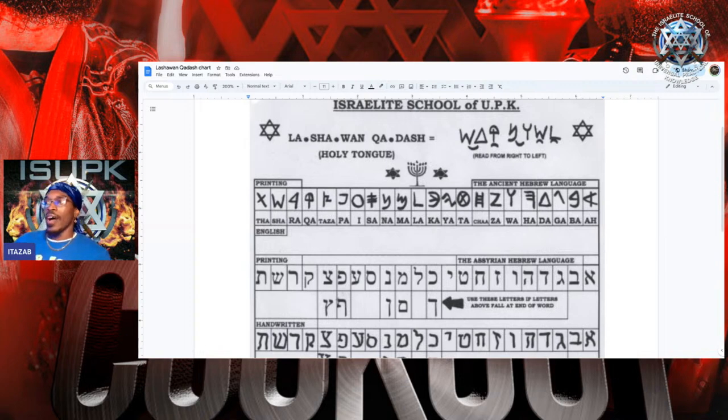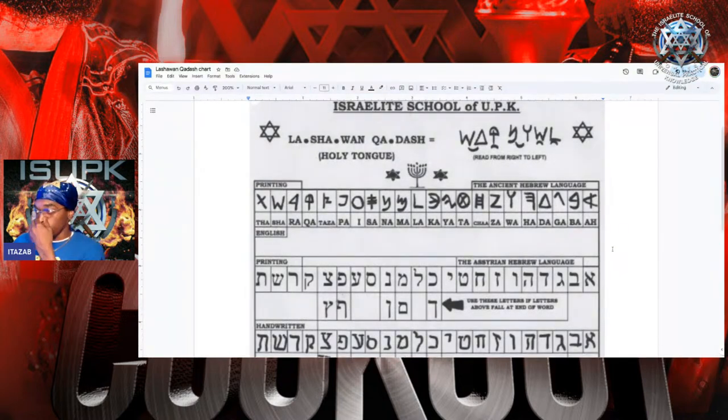Last week we covered how Adam came up with these symbols to represent each of these characters. You have A, Ba, Ga, Da, Ha, Wa, Za, Cha, Ta, Ya, Ka, La, Ma, Na, Sa, I, Pa, Taza, Kwa, Ra, Sha, Tha. These are the characters that make up the Hebrew language, and how I pronounce them is exactly how they're pronounced.